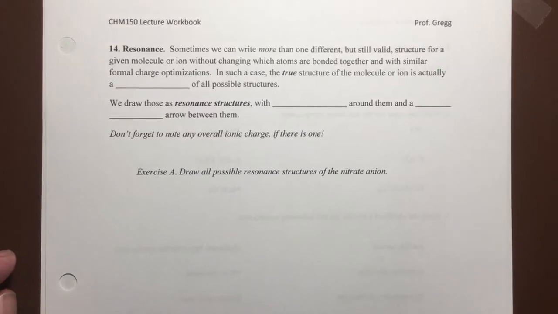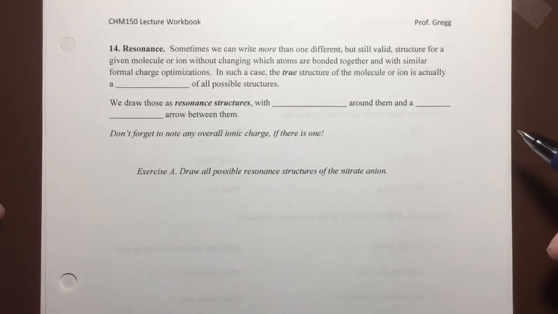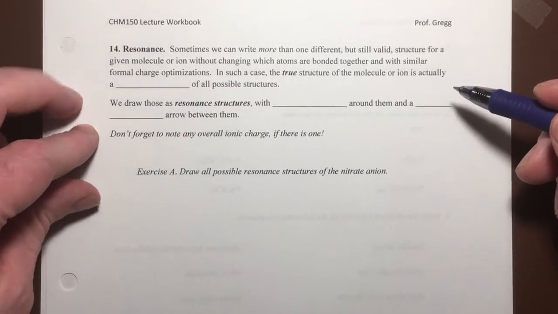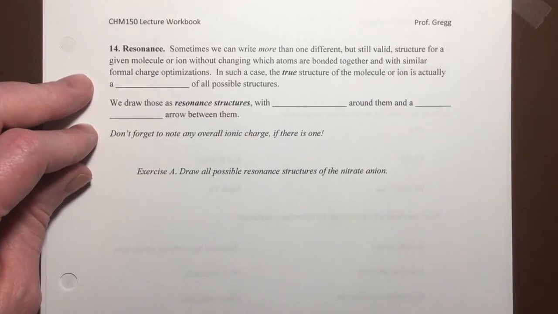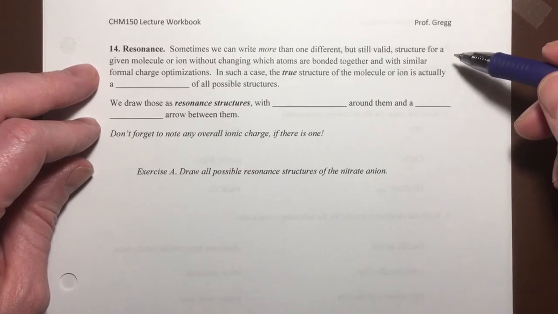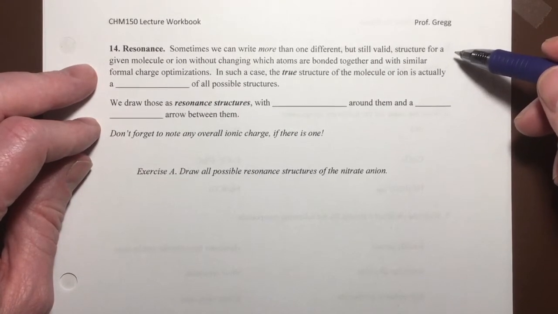Okay, class. In the previous video, we talked about how you can actually have more than one valid Lewis structure, but they may not be the same energy. They may not be equally stable. And we used formal charges to determine which was the more stable of the species. Now we're getting into a concept called resonance. This is a very important concept that you will see, especially if you go on to organic chemistry in the 200 level and above.